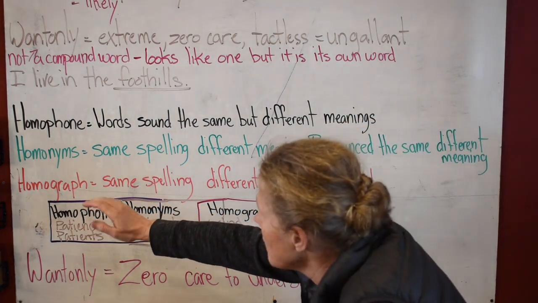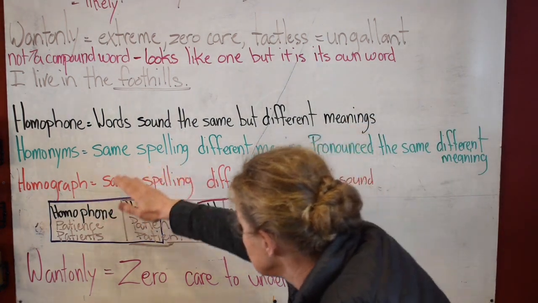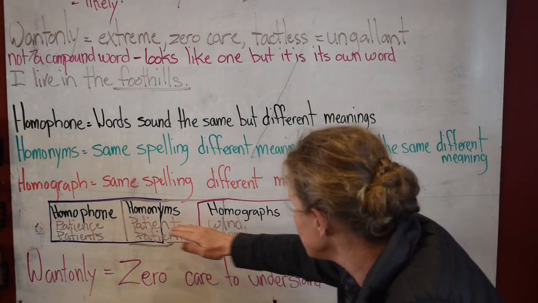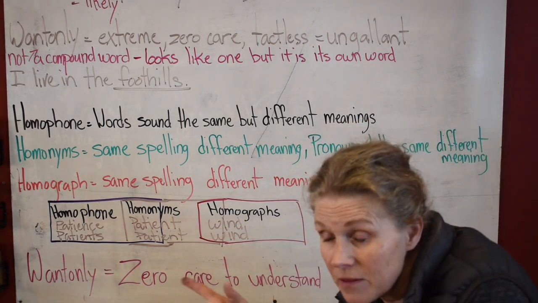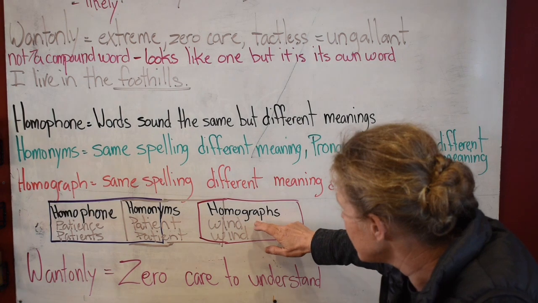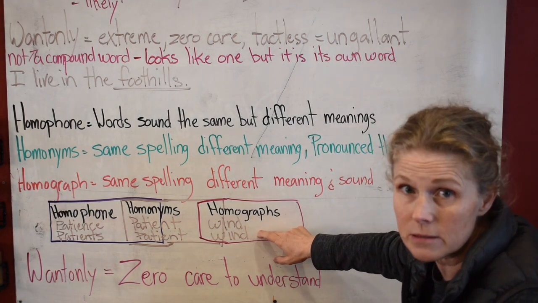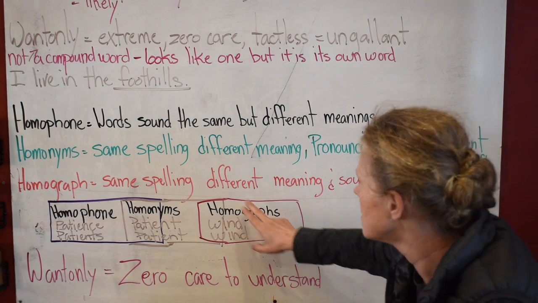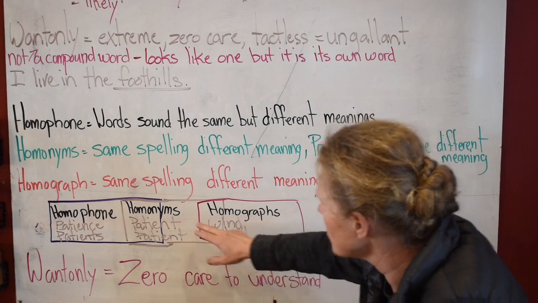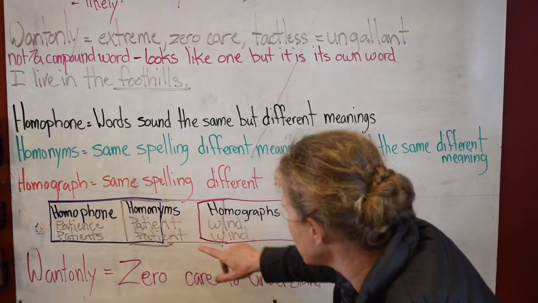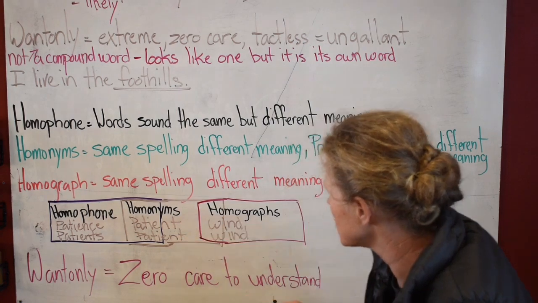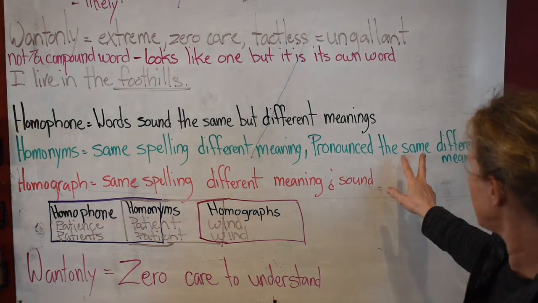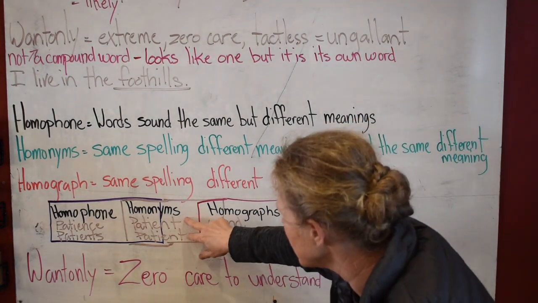Now, homographs spell the same but have different meanings and different sounds. So these homonyms and homographs, they can fall in the same area. Like this says wind and wind, or wind and wind, however you're putting it in your sentence, right? So see how homonyms can fit in here also because they have the same spelling, but they're different meanings also. See how it could fit here?